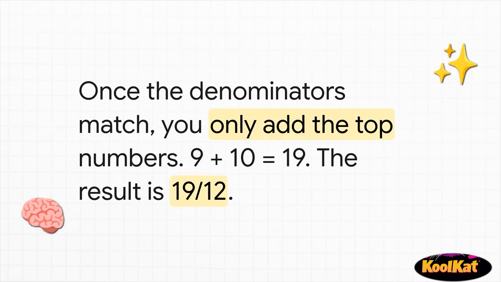And you know what? Here's the easy part. Once those denominators are the same, they just hang out. You only add the top numbers, the numerators. So 9 plus 10 gives us 19. Our answer is 19 over 12.